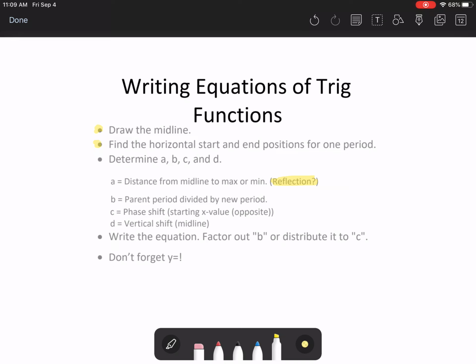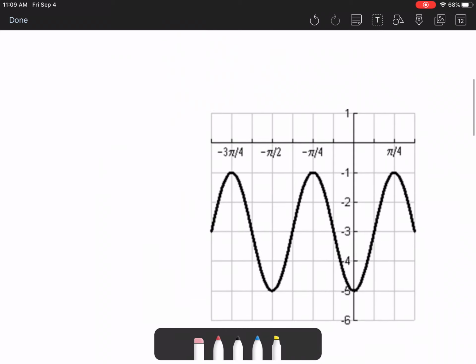All right. The other thing when we write our equation is we want to make sure that we either factor out B or we distribute it. I would suggest you factor it out because that's less work for you to have to do. And then last thing, please don't forget your y equals or your f of x equals. It has to be an equation. All right, so let's look at a few examples of what to do here.